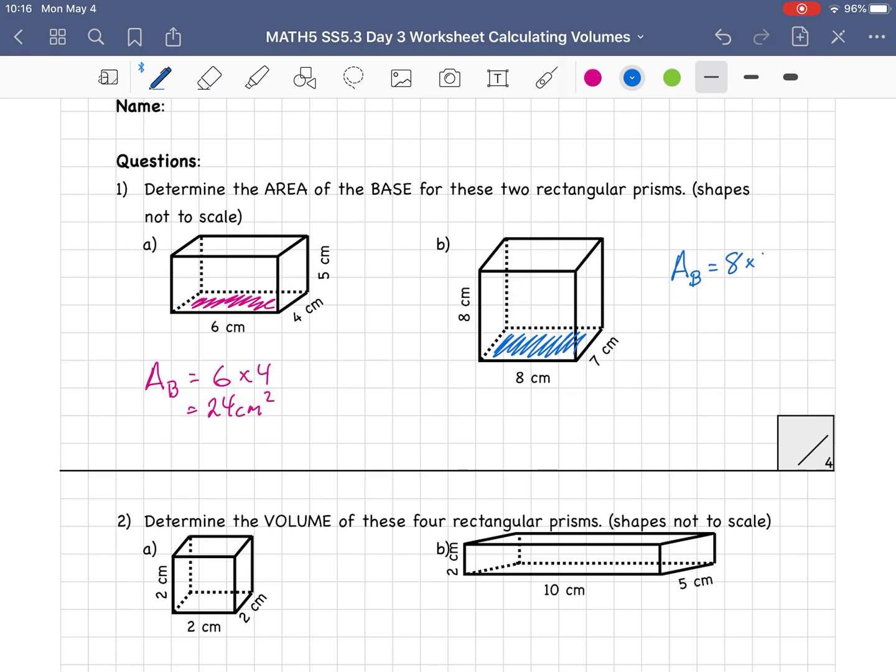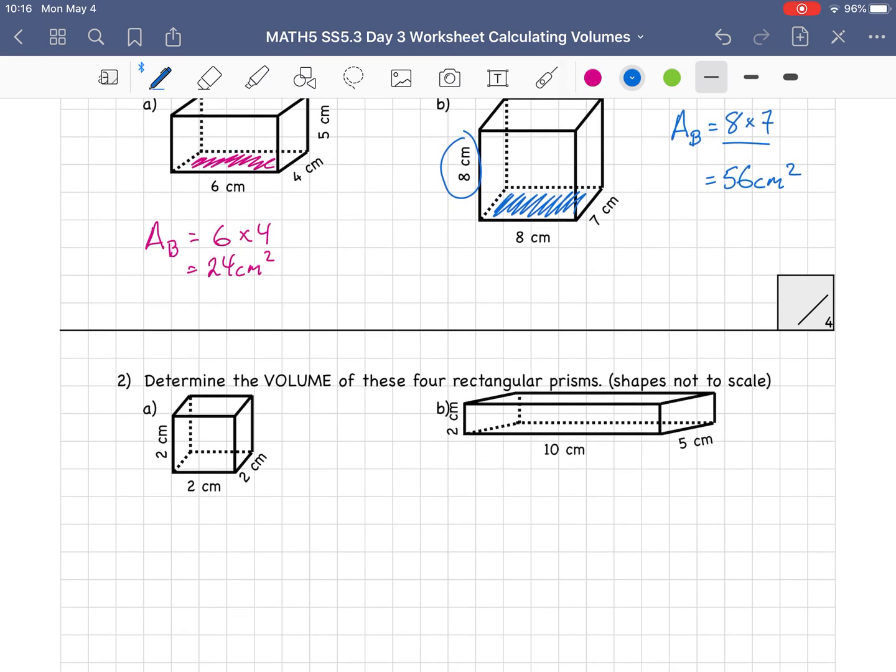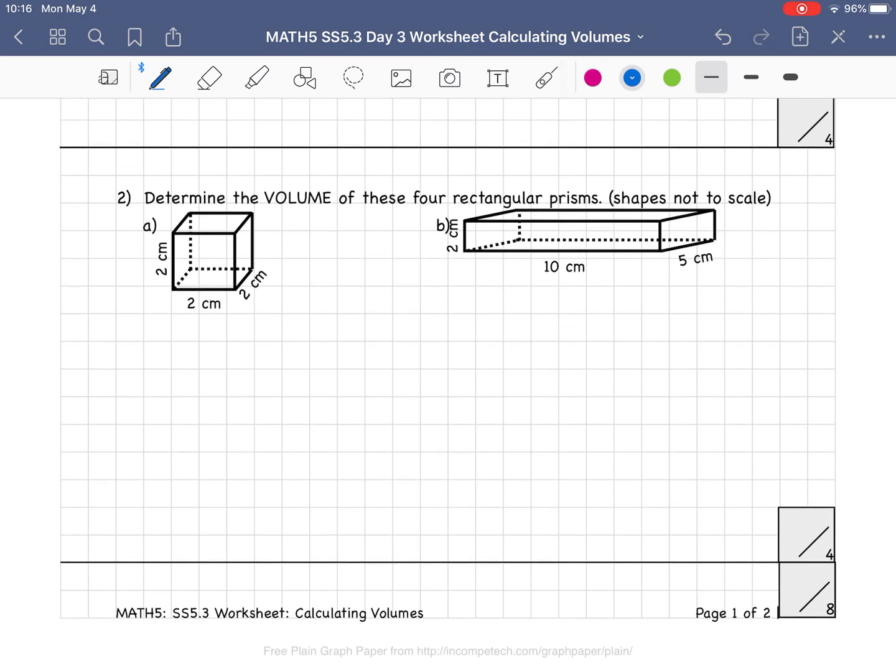Question B, this is our base area down here. Our area of the base is equal to 8 times 7, length times width, 56 centimeters squared. To figure out the volume, you do the area of the base and you times it by the height.